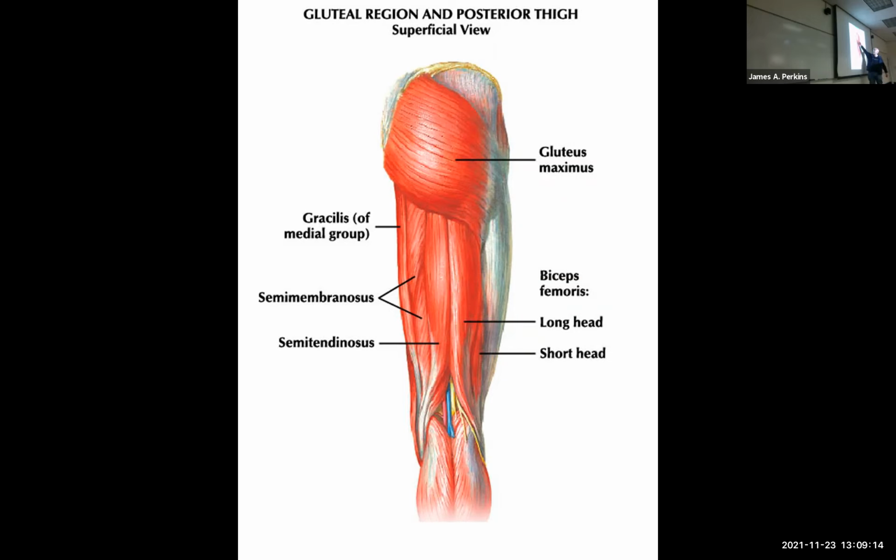Just a little bit deeper and a little bit more medial is semimembranosus. And this has a really broad, flat tendon, which I think is what gives it its name. It's like a big, broad membrane. We'll see it better in the next slide. But it shares the same attachments. It originates up here on the ischial tuberosity, inserts down here on the tibia.